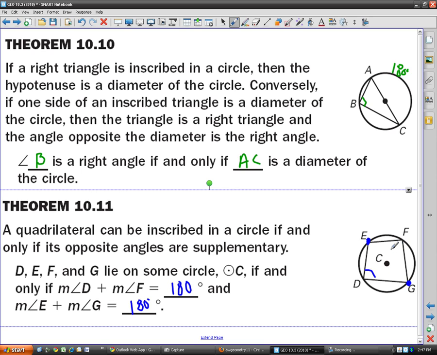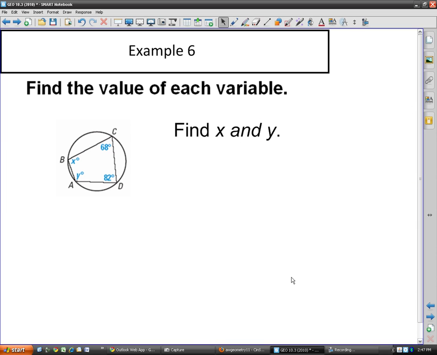So we're moving on to example 6, and we're going to find the value of the variables in this one. You may notice that we have a quadrilateral inscribed, so we have to remember the previous theorem. The previous theorem said that the opposite angles are supplementary. So angle x plus 82 has to equal 180. Likewise, angle y plus 68 has to equal 180. That's the previous theorem, and it said that if you have a quadrilateral inscribed inside a circle, opposite angles are automatically supplementary. So now it's just a matter of solving our steps of algebra.